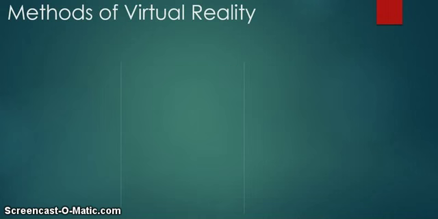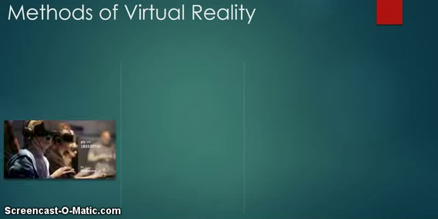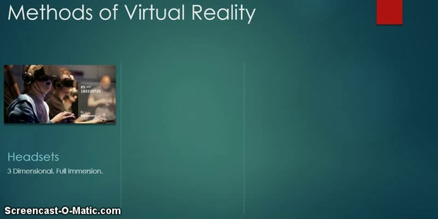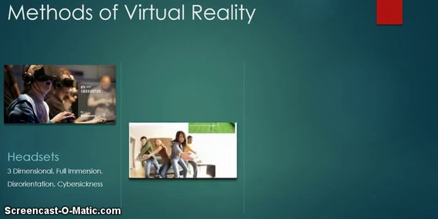There are three primary means of virtual reality. First are headsets. Headsets provide a three-dimensional environment and full immersion into the activity. Headsets are an excellent way for a patient to get a real sense of a particular simulation. Flight simulators are an example of total immersion virtual reality systems. Headsets can be cost prohibitive and may cause disorientation or cybersickness.